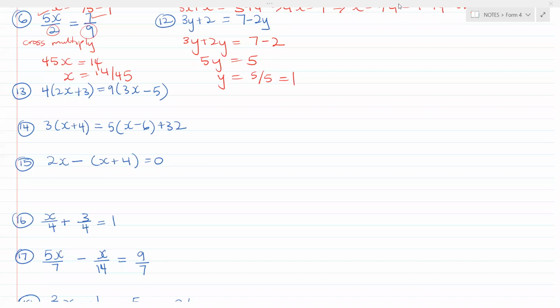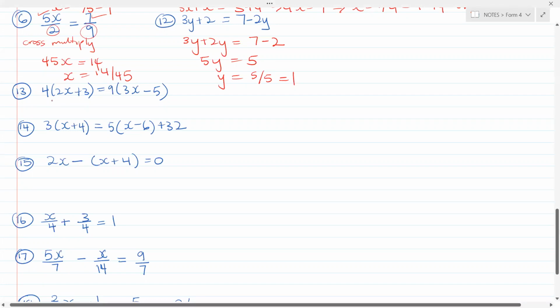All right, so what do we do for number 13? Of course, we see some distribution there, so we get right into it. 4 by 2x is 8x, 4 by 3 is 12, is equal to 9 by 3x, which is 27x, 9 by negative 5, which is negative 45. And we are right back to where we were in the previous question.